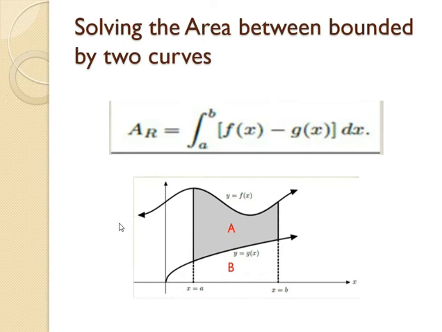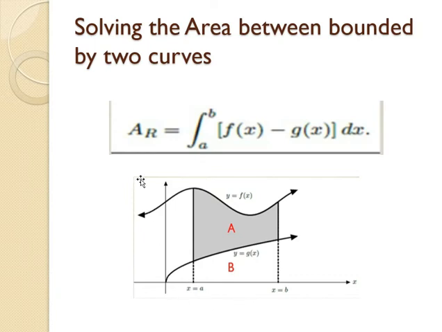As you can see in this graph, we have two curves. We have y equals f of x, the one on top, and y equals g of x. So this shaded region is bounded by two curves, the points x equals a, x equals b, and the x-axis.